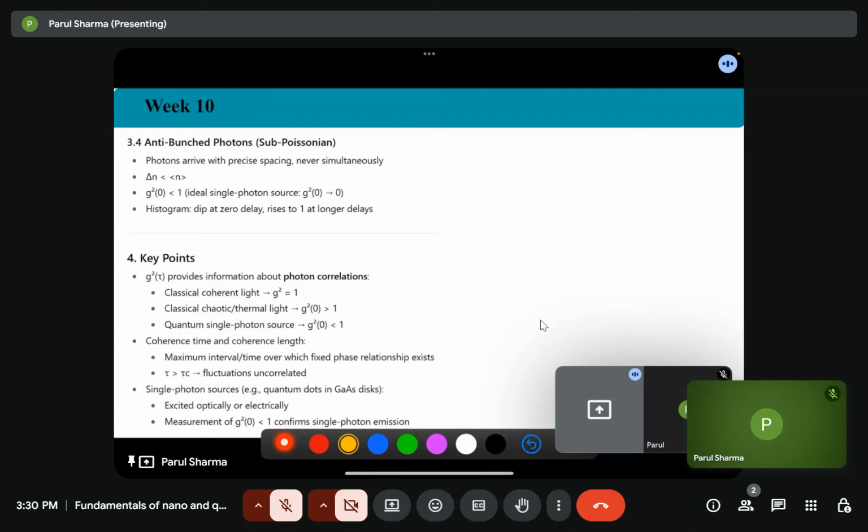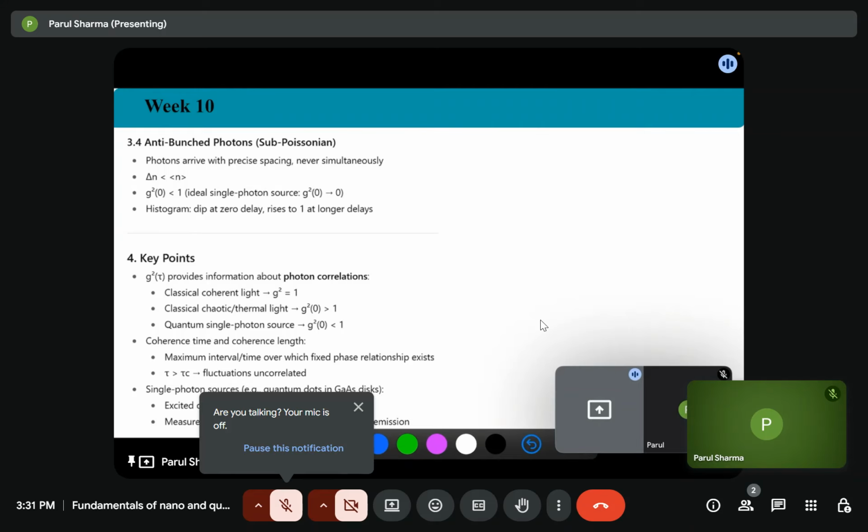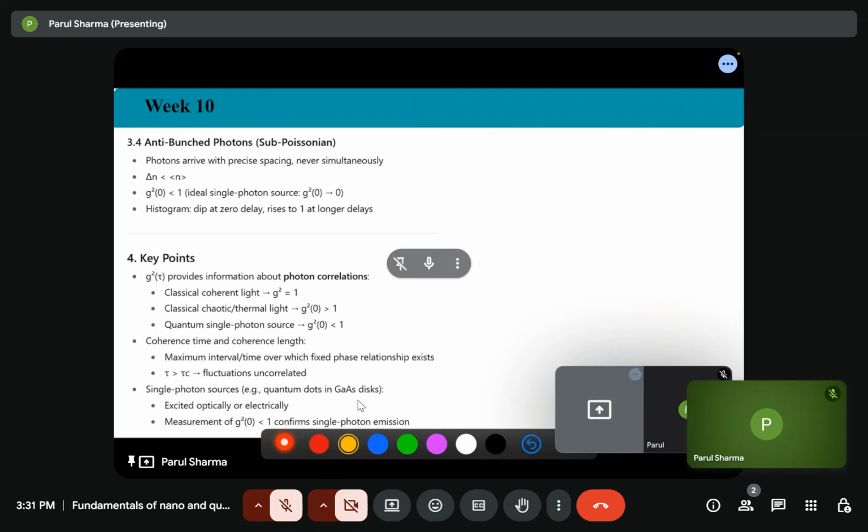Next is anti-bunching. This is the case of sub-Poissonian light. Photons arrive with precise spacing, never simultaneously, and delta n is lesser than root n bar. G2 is zero for an ideal single photon source, and the histogram is at zero at zero delay and rises to 1 at longer delays.